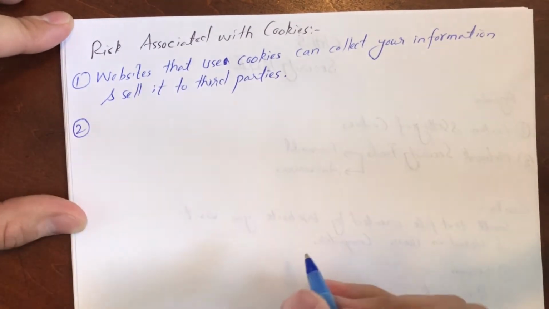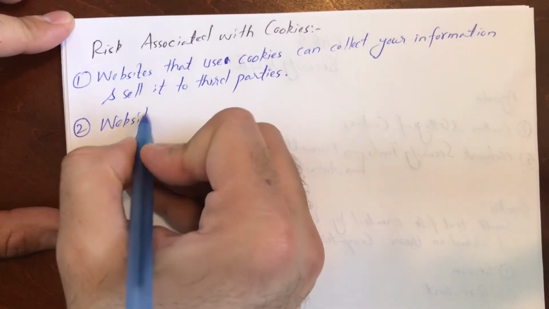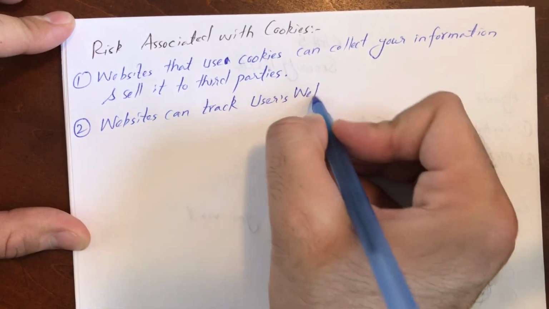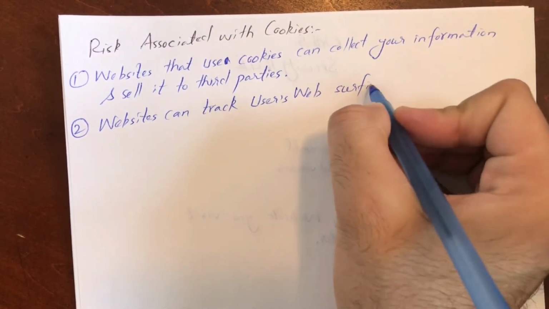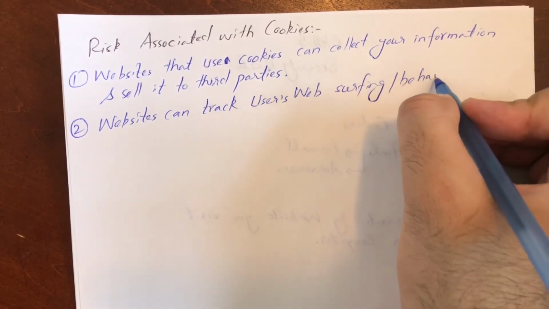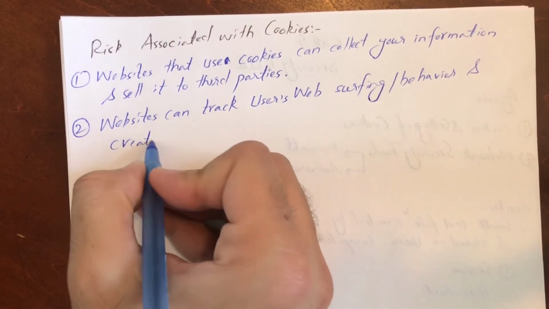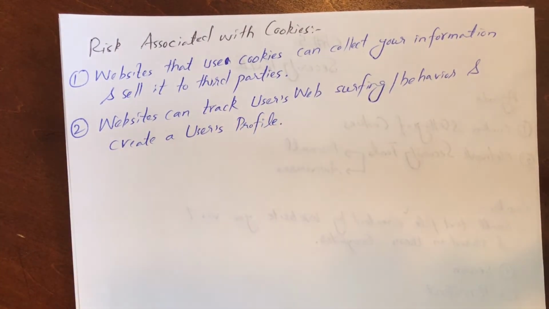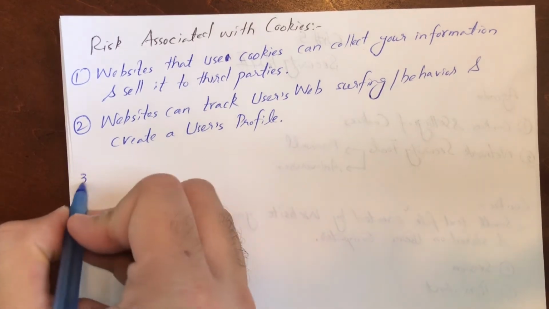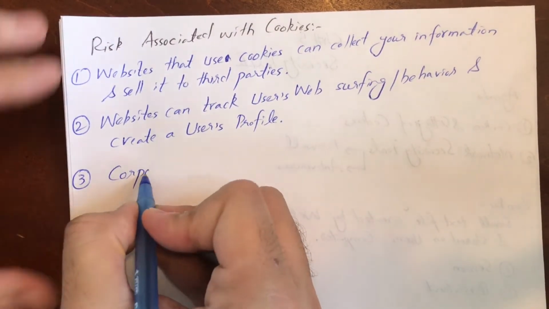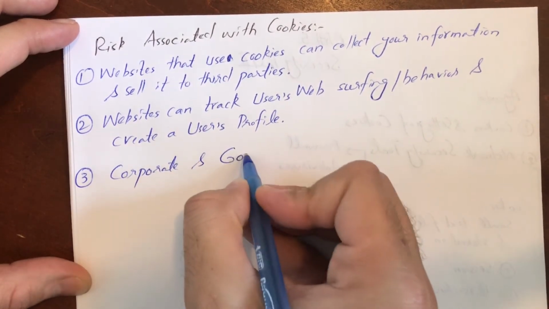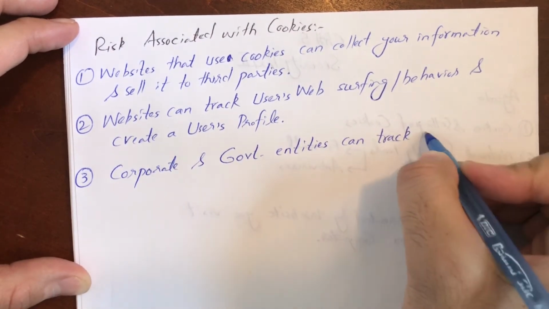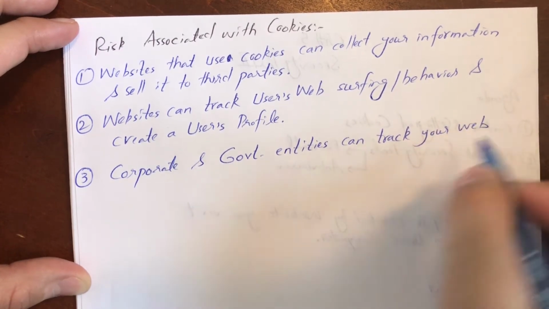Secondly, what else can they do? Websites can track users' web surfing, web behavior, and create a user profile, just to see what kind of person you are, what kind of things attract you and all that. Third is corporate and government entities can track your web behavior.